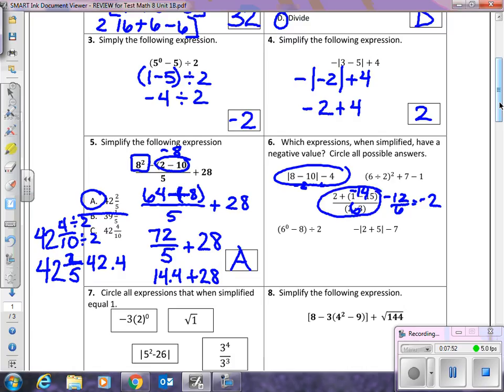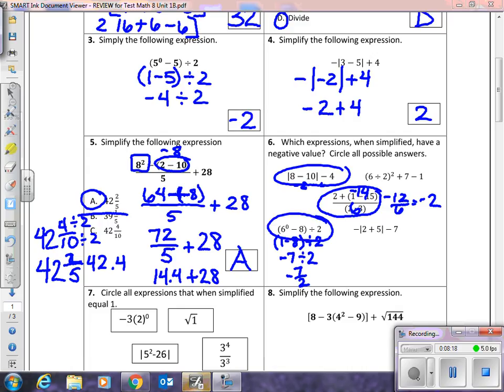Our answer was negative. Right? Bottom section, remember anything to the 0 power is the value of 1. So when we go to evaluate this, we have 1 minus 8, then divide by 2. Parentheses, 1 minus 8 is negative 7. Negative 7 divided by 2 is going to be negative 7 halves, or negative 3.5, but regardless, the answer comes out negative, so we want to circle this one.